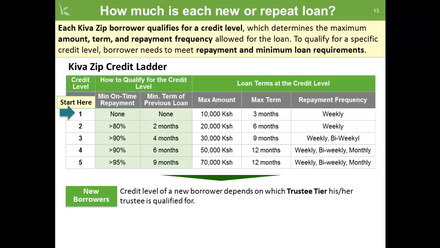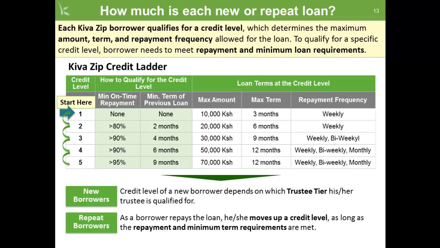Credit levels for new borrowers depend on the trustee tier his or her trustee is qualified for. New borrowers of pilot trustees all start at credit level 1. As the trustee moves up the trustee tiers, the borrowers can start at higher credit levels. And as the borrower repays the loan, he or she moves up the credit level themselves, allowing them access to larger loan amounts and more flexible loan terms.